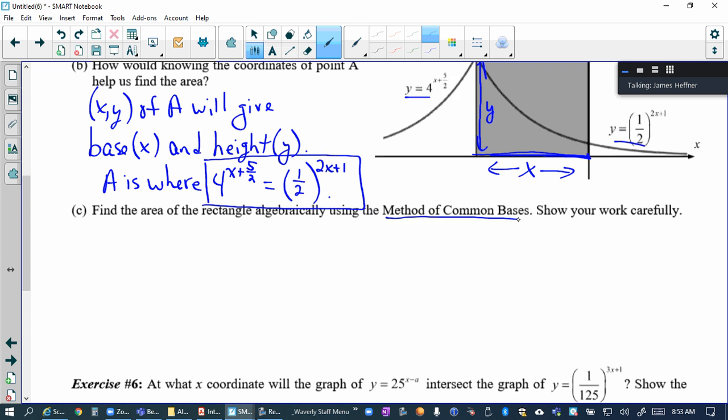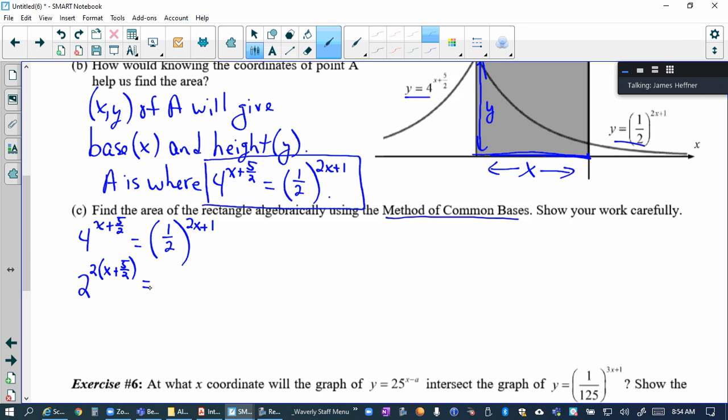So let's solve this equation. Let's write it down. So we have 4 to the x plus 5/2 equals 1/2 to the 2x plus 1. So they want us to use common bases to solve this. What could we rewrite each side with as a common base? What base do you think? The common base would be 2. Okay, so 4 is a power of 2, right? So 4 we could write as 2 to the second, times the thing that's already there, parentheses x plus 5/2.